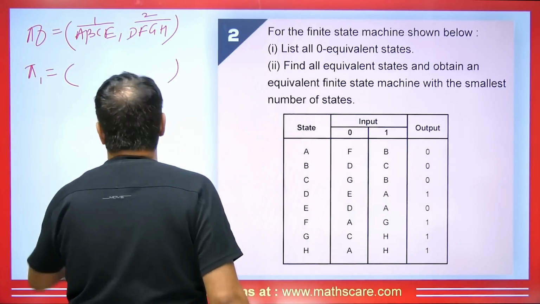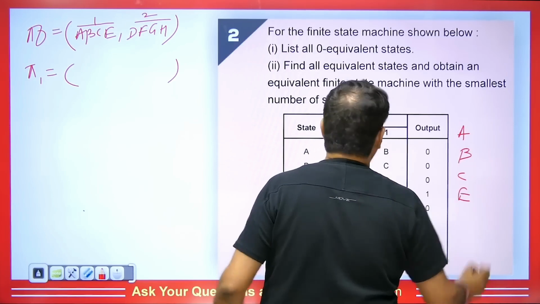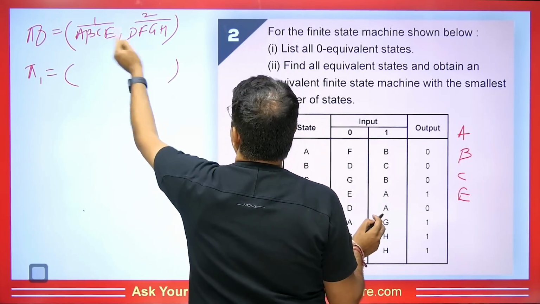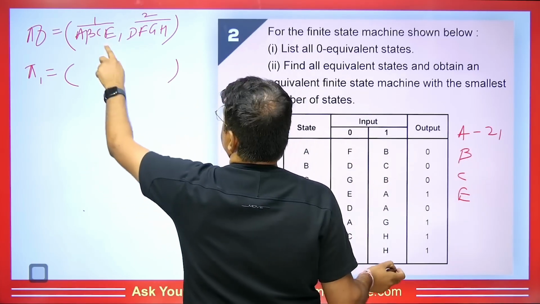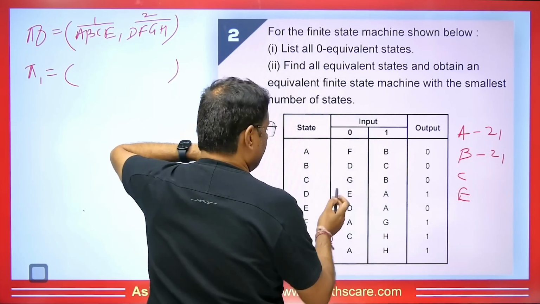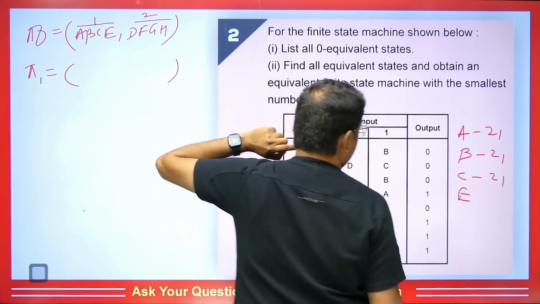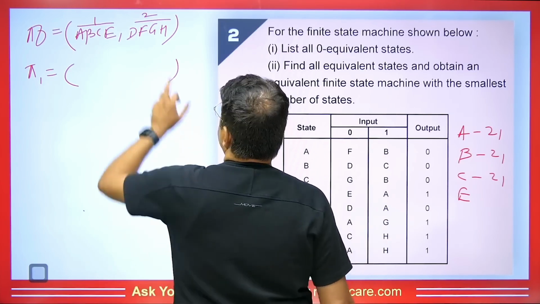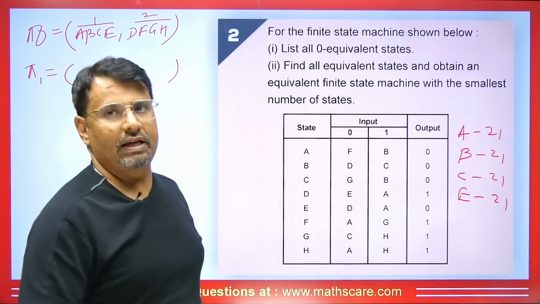Therefore, we will write A, B, C and E. Now let's see A. We have F and B. So F is coming here and B is coming here, so it will be 2, 1. Now let's talk about B. So D, C. D is here, C is here. So this will also be 2, 1. If we talk about C, then G, B. G is coming, B is coming here, then it will be 2, 1. Now let's talk about E. Here we will have D and A, so this will also be 2, 1.